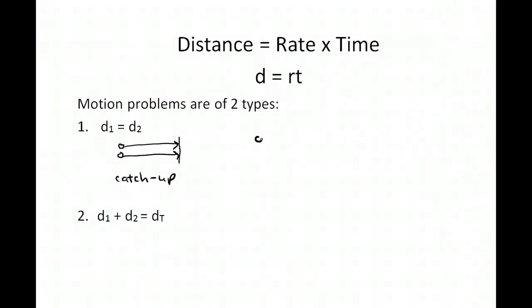The other type of problem that will give you d1 equals d2 is a round trip problem. You go one place, you turn around, you come back to where you started. Notice that given the line segments here, you have the same distance traveled. These are round trip problems.